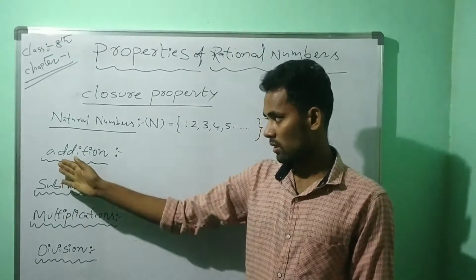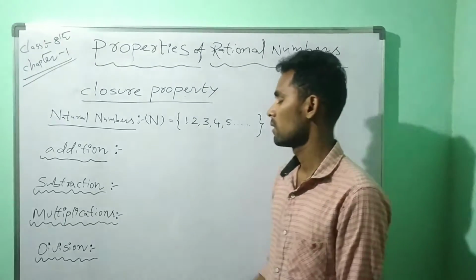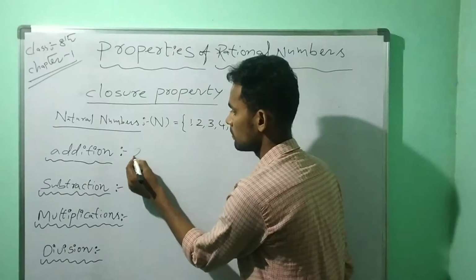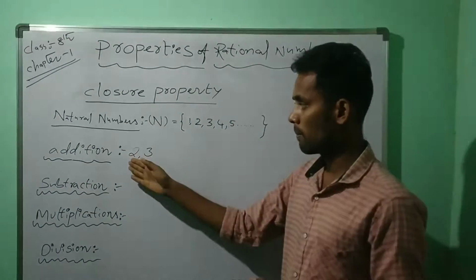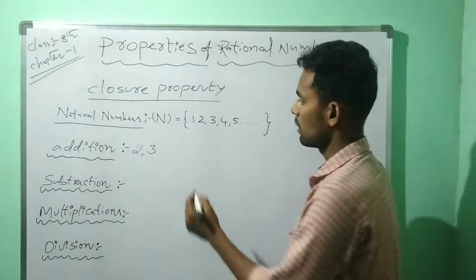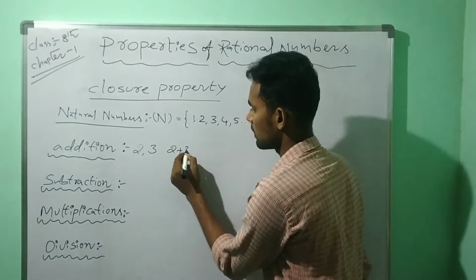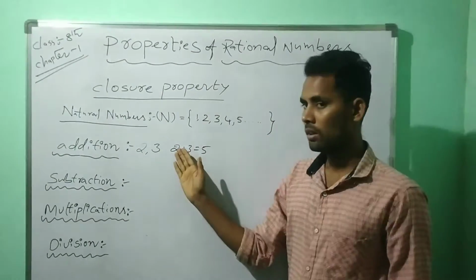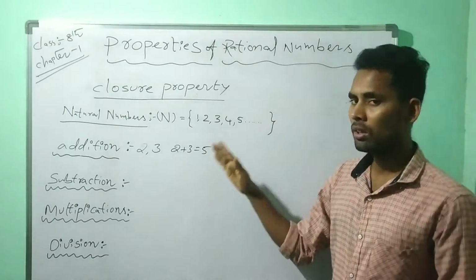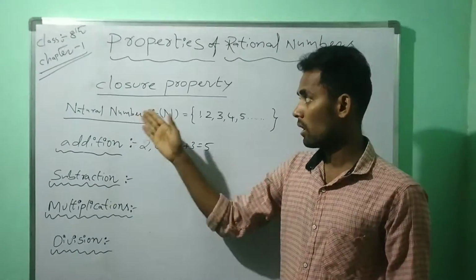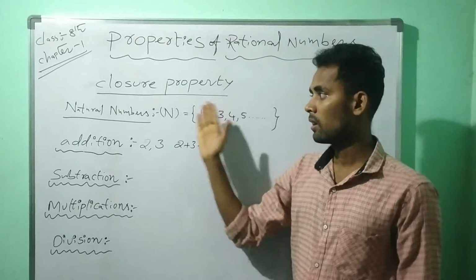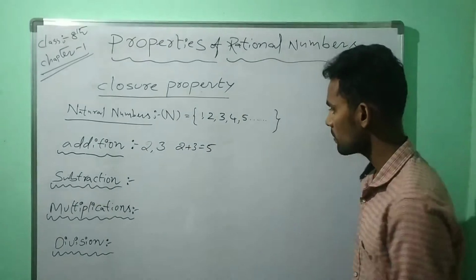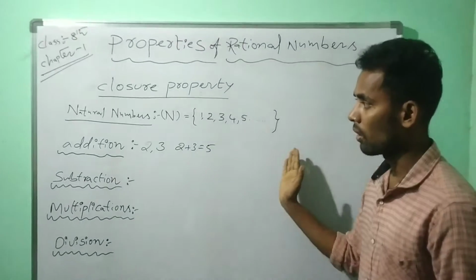So let us discuss addition. What is the sum of any two natural numbers? 2 is a natural number, 3 is a natural number. What is the sum? 2 plus 3 equals 5. 5 is a natural number. So the sum of any two natural numbers is also a natural number. So the closure property is satisfied under addition in the set of natural numbers.